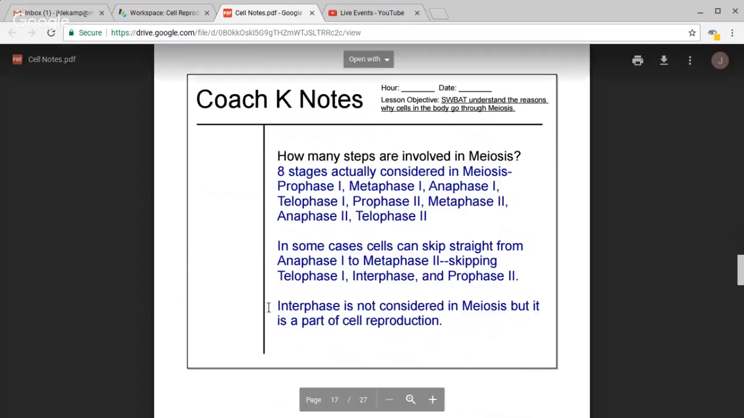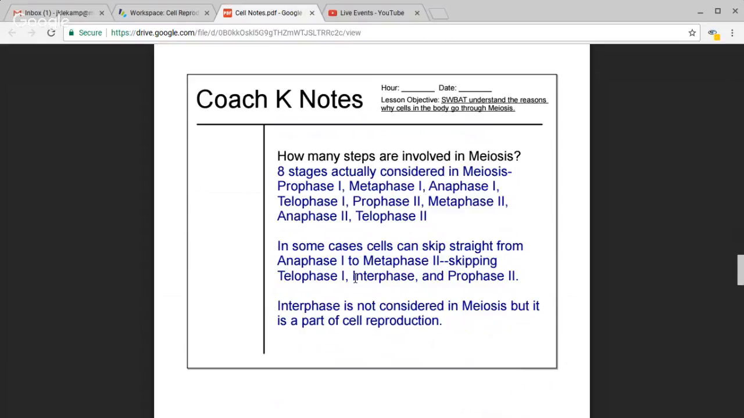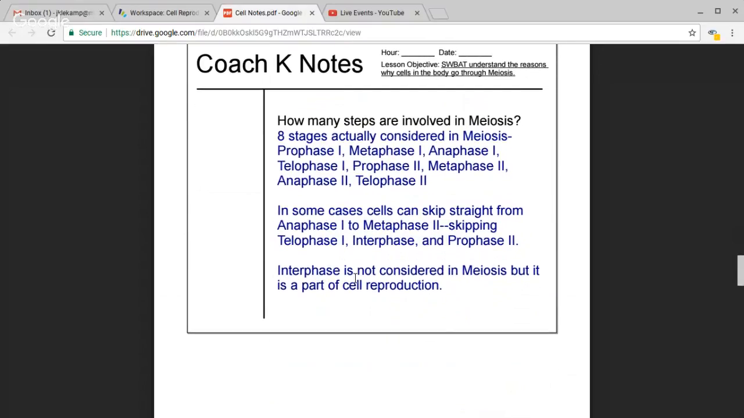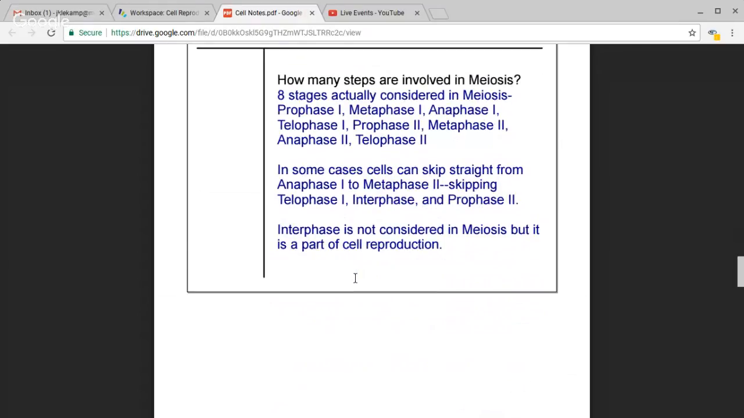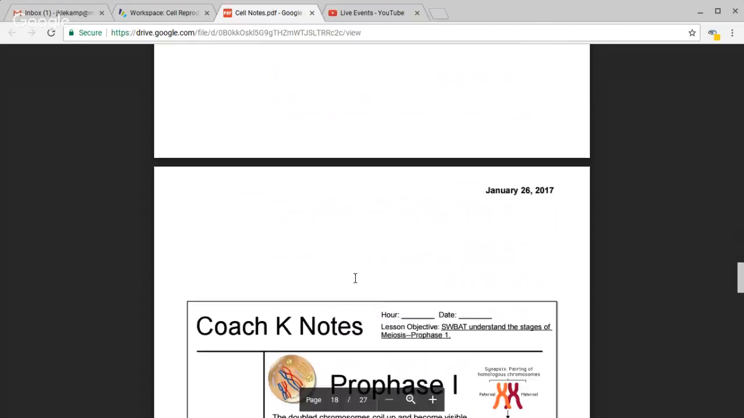And like it says here, sometimes you would skip straight from anaphase 1 to metaphase 2, skipping telophase 1 through prophase 2. Interphase, again, is not considered part of mitosis because it is part of cell reproduction.